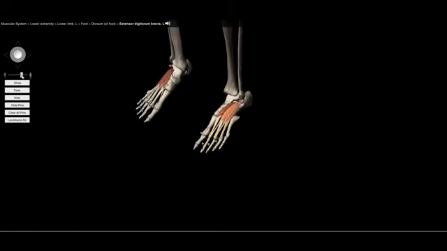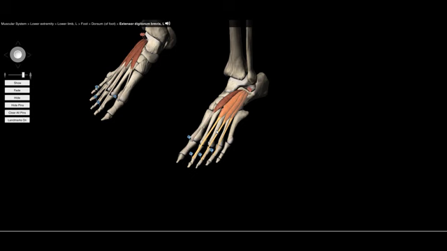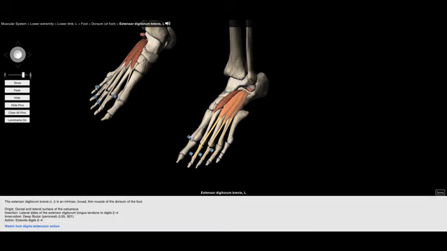And the Extensor Digitorum brevis has an attachment on the lateral surface of the calcaneus, and then inserts into the second, third, and fourth digits, innervated by the deep peroneal nerve, and it is responsible for extension of the second, third, and fourth toe.